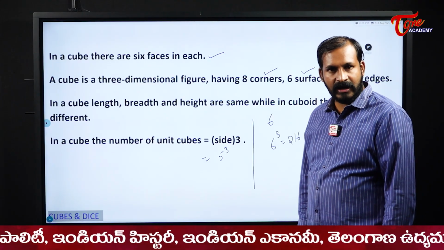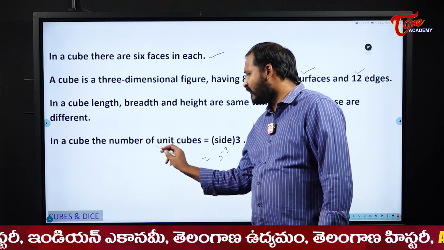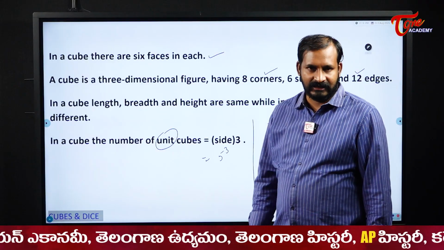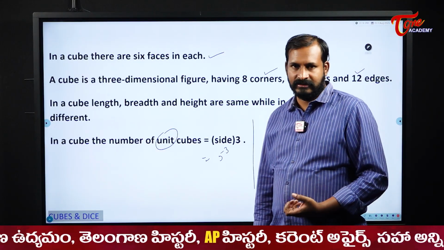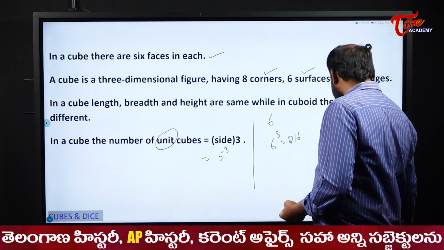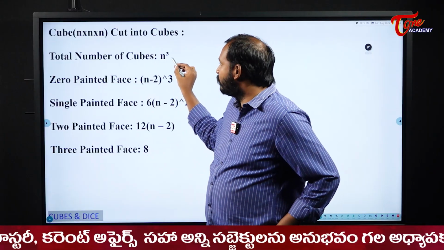Like this we will have unit cubes. Unit means just see, 1 centimeter, 1 meter, like that. Usually we will have centimeters only. So 5 centimeters, 1 centimeter, like that. Okay, units in cube. Next, see here, the total number of cubes, that means small cubes, will become how many in number? N cube.